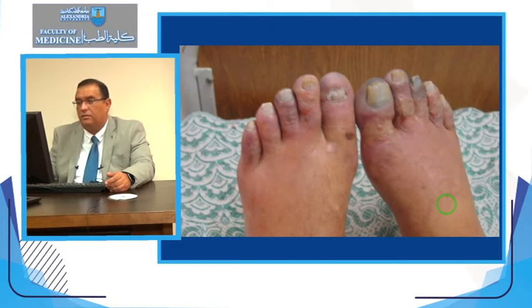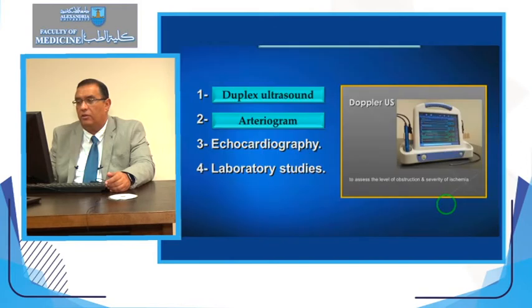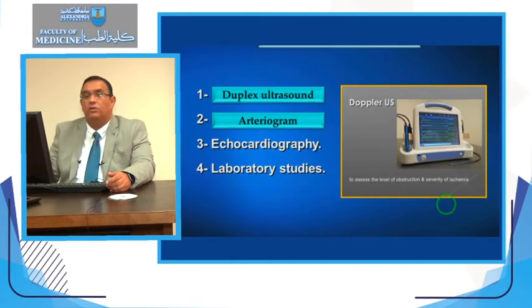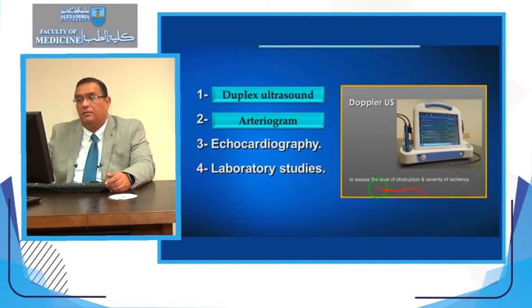Another change is color, with cyanosis, mottling and pallor. Diagnosis of acute ischemia is mainly clinical, but sometimes we need investigation, like duplex ultrasound, which is a standard for diagnosis, showing the thrombus and the nature of the thrombus. If it is recent, it is a hypoechoic thrombus. If it is late, a hyperechoic thrombus, and so on.